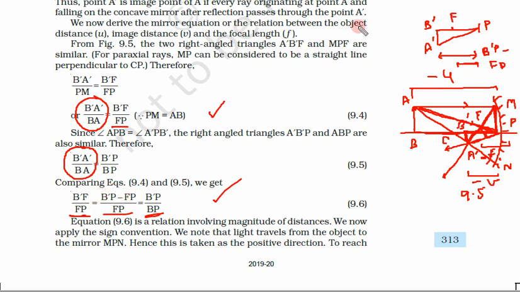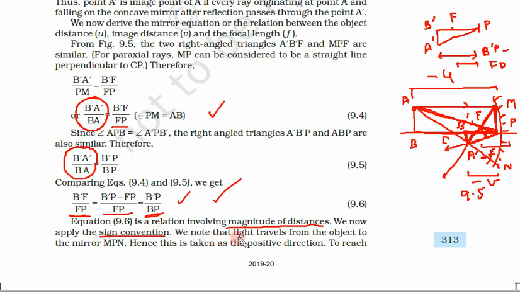Why have we written in this form? Because this B'P is nothing but the distance of the image v, and this distance FP is nothing but the focal length. That's why we have written in this form, so that we can easily write in terms of the image distance and focal length. So this is our new equation 9.6. Equation 9.6 is the relation involving magnitude of the distances. We now apply the sign convention.